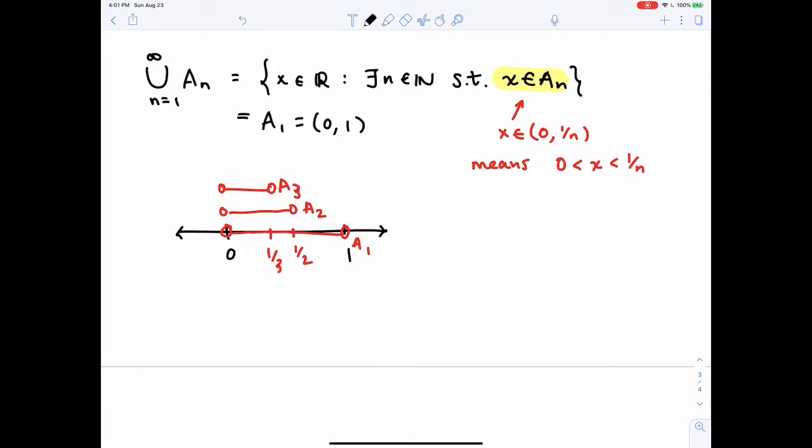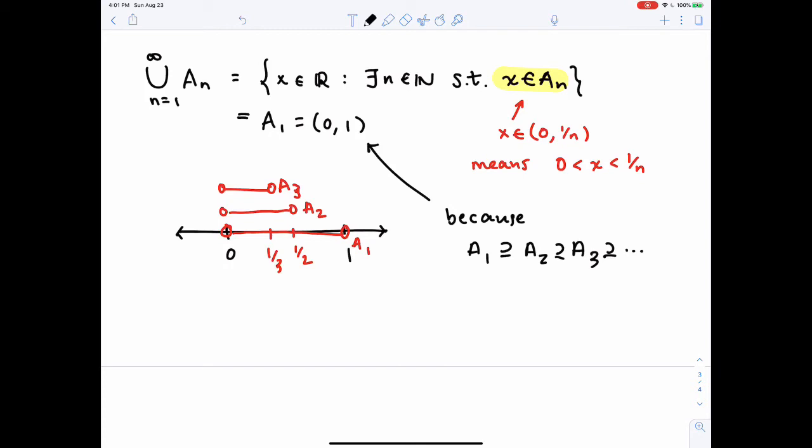That is my union. And the reason we can say this is because A1 contains A2, which contains A3. In particular, it contains every single A sub n. No matter which one we look at, all of the values in A sub n will be inside A sub 1.